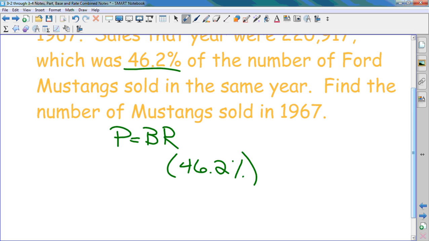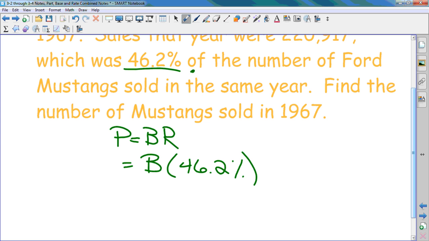Now, remember, what does the word of mean? Multiply. Well, I have 46.2% times the number of Ford Mustangs. Do I know the number of Ford Mustangs? No. But that's what I'm multiplying by, and that is what my B is. That's what I'm multiplying 46.2 by. That is what I'm looking for, the B, but I don't know it, so that's where we come up with our variable. And my part, what does 46.2 stand for?